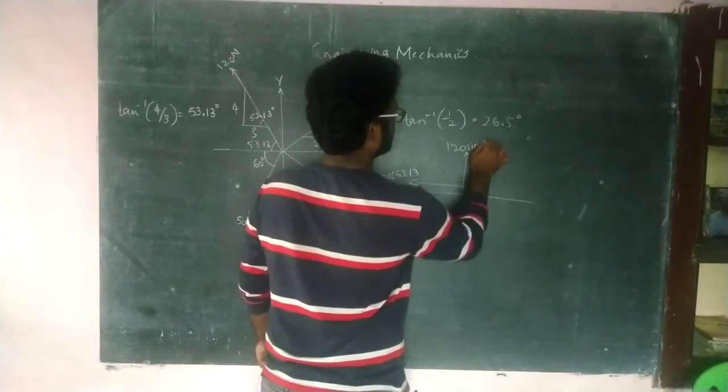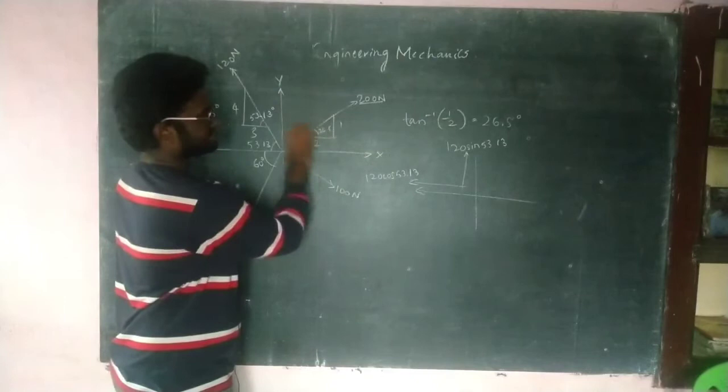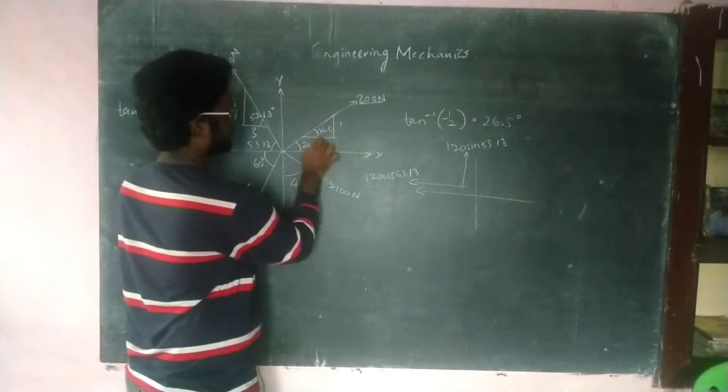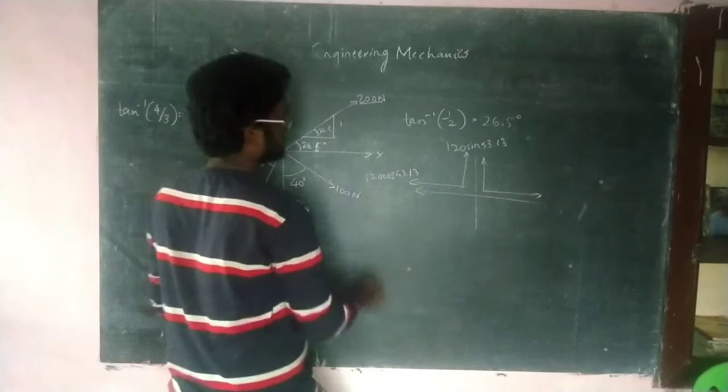Now here let us discuss this. This is 200 Newton acting in this direction. The angle made with this is 26.5. So let's resolve it. If this is 26.5 degree, let us resolve with respect to x-axis. By default, with respect to x-axis, the angle made that we are considering cos, that we already know. So let us take this 200 cos of, what is the angle made?